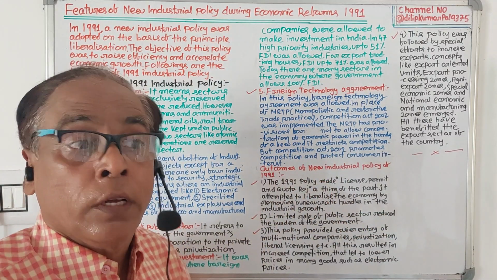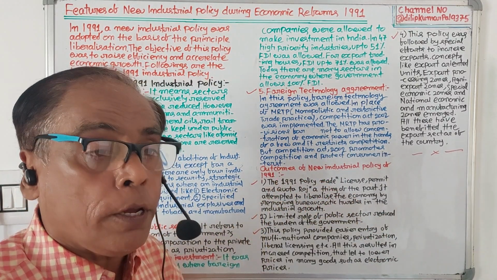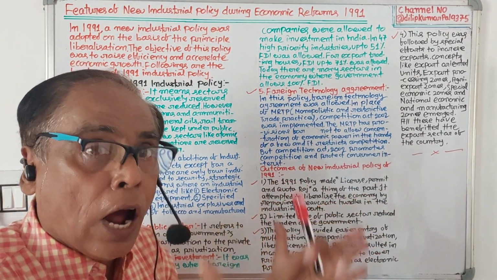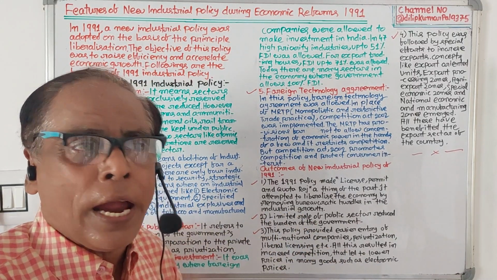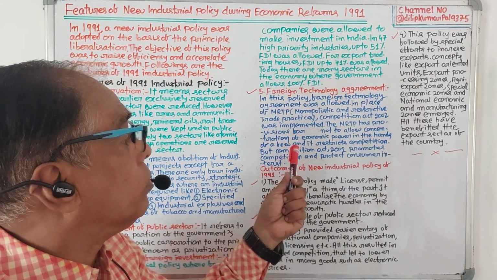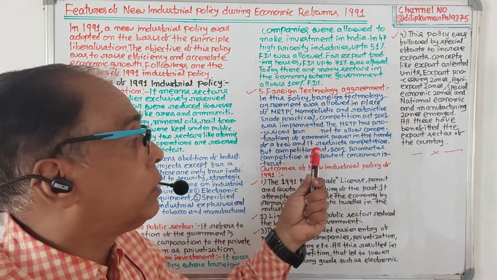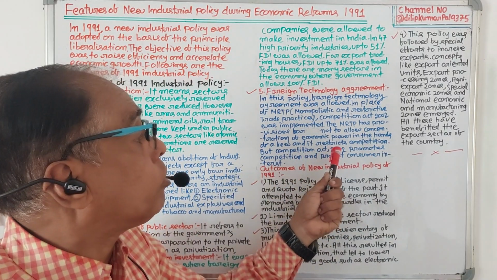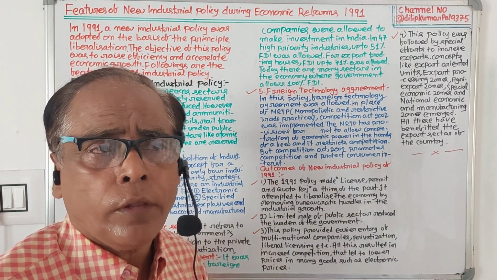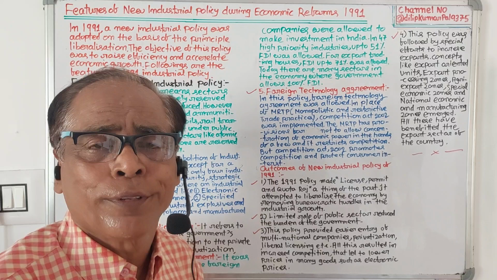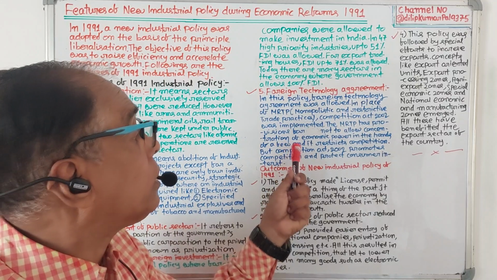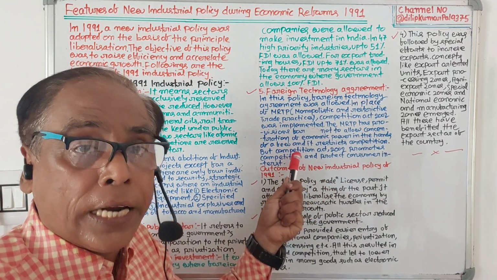In MRTP, competition was not allowed. It restricts competition, and how it works is by not allowing concentration of economic power in the hands of a few. MRTP has two objects. First, it restricts competition among different organizations. Number two, it does not allow concentration of economic power in the hands of a few.